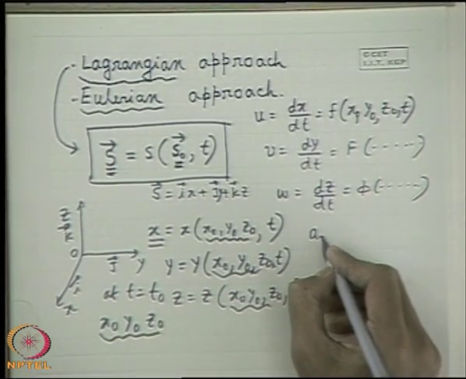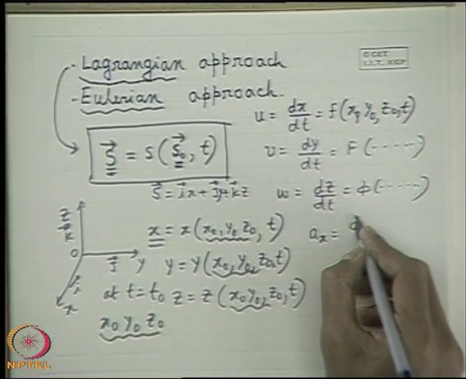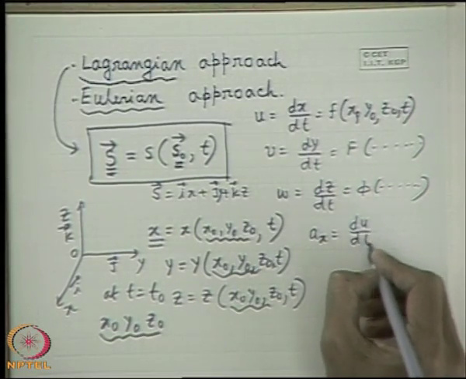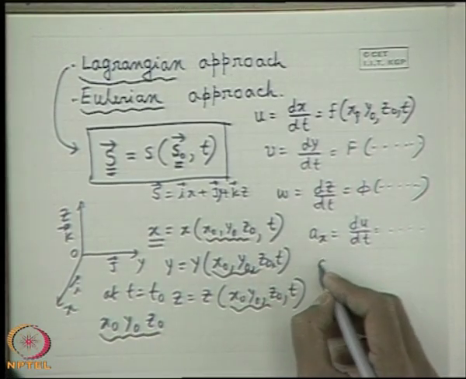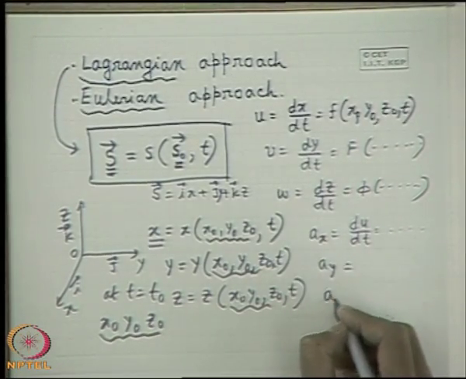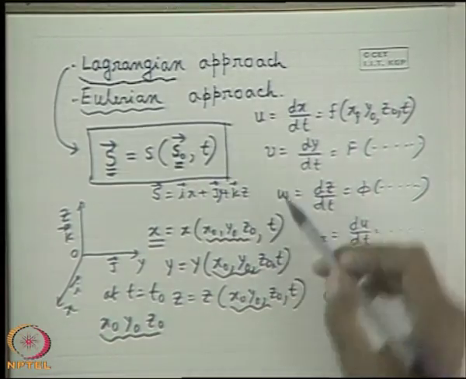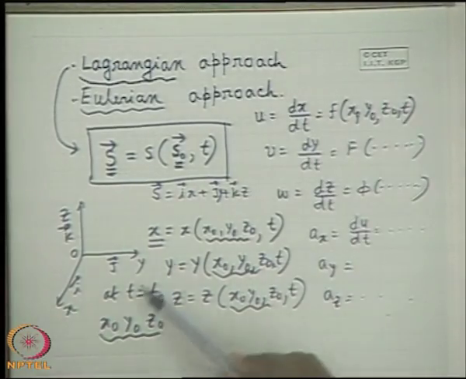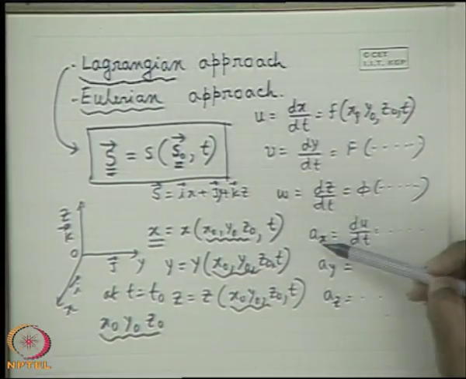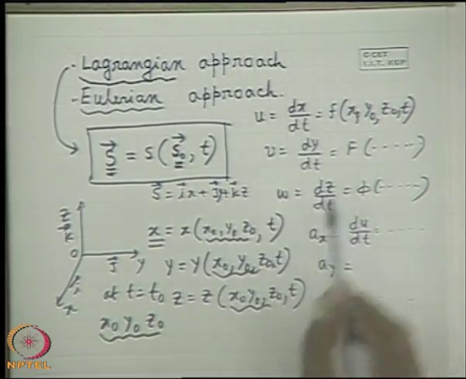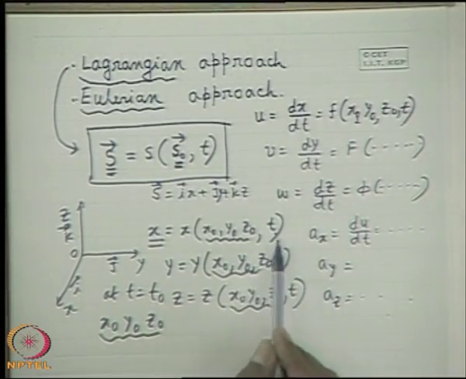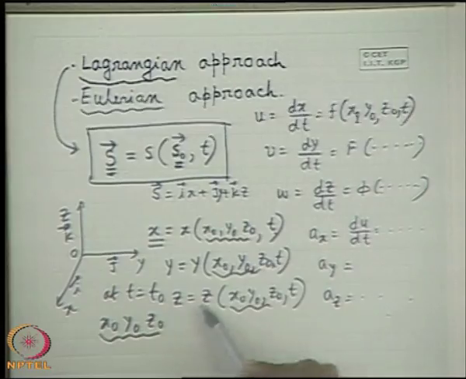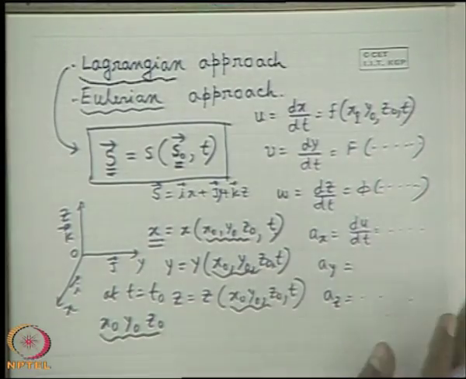Similarly, if we want to find out ax, it is du/dt, or the double derivative. So, this will be a function of x0, y0, z0, and t. Similarly, ay, az. So, therefore, we see all the kinematic parameters, that means the displacement, velocity and acceleration of a particle, are a function of their identity and the time. So, this way we can find out the description or kinematic behavior of all particles.